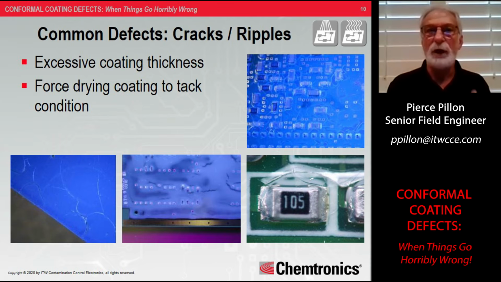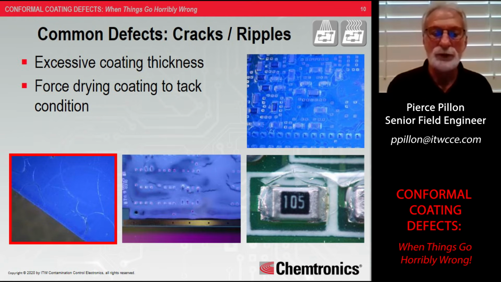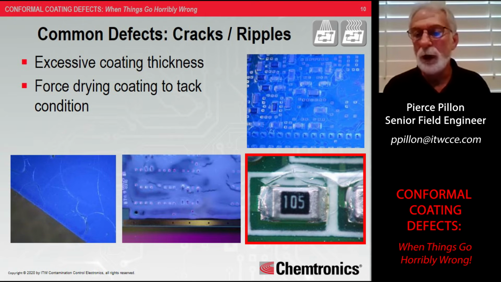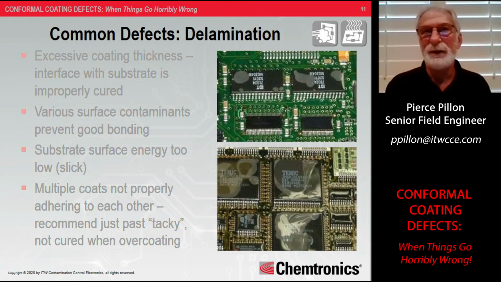If you're force drying, if you're curing at too high of a heat, it can create cracks. The bottom left-hand picture there is what we call mud cracks. It's also evident in the bottom right-hand picture around the component labeled as 105. You can see the crack across just outside the top of the component on the top edge in the picture. That's just caused by uneven curing and stresses and strains within that coating as it tries to cure, and it just cracks.